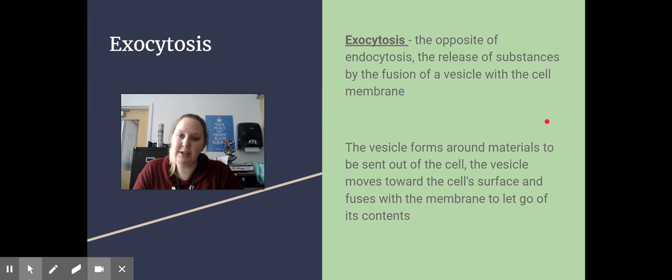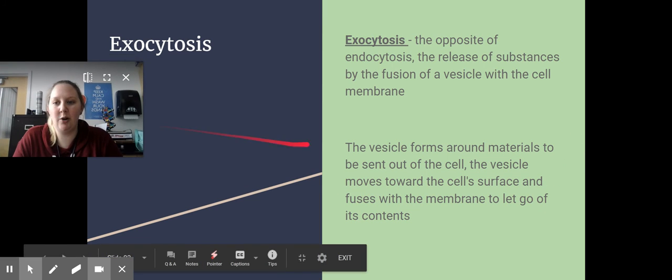Exocytosis is the opposite of endocytosis, and it's the releasing of substance by fusion of a vesicle with the cell membrane. So exocytosis exits the cell, exo, exit. A vesicle will form around the materials in the cytoplasm, either from production from the endoplasmic reticulum, the Golgi apparatus, anything like that. A vesicle forms around them. The vesicle begins to move towards the cell surface, and it fuses with the membrane while letting go of its contents.